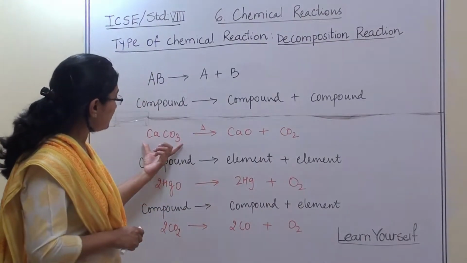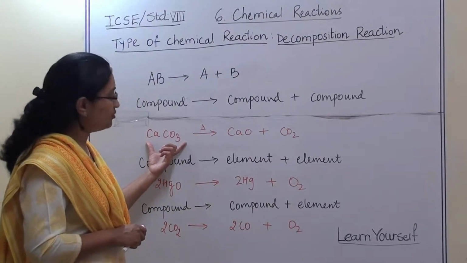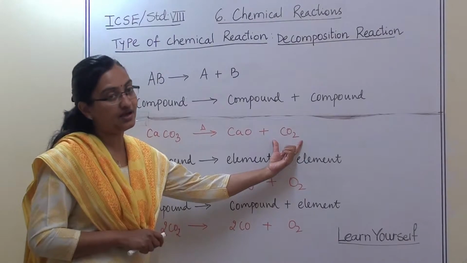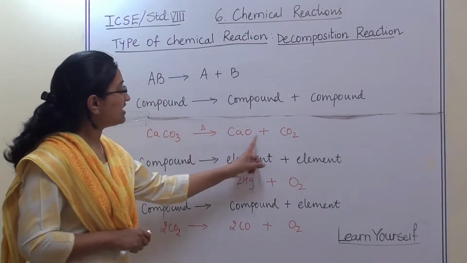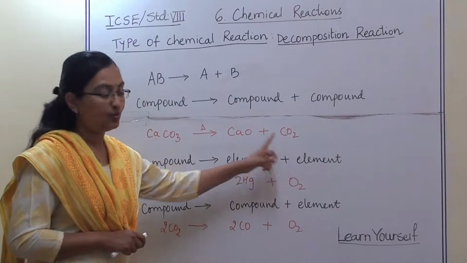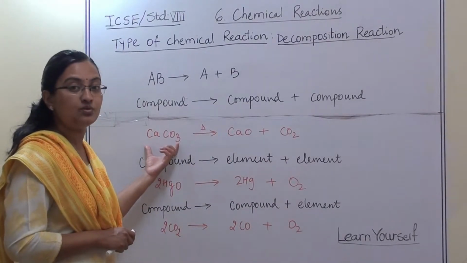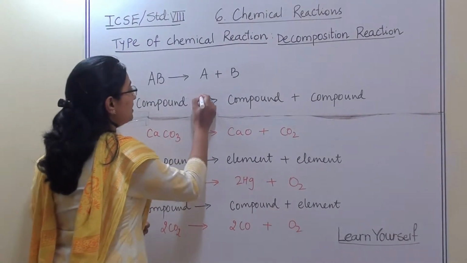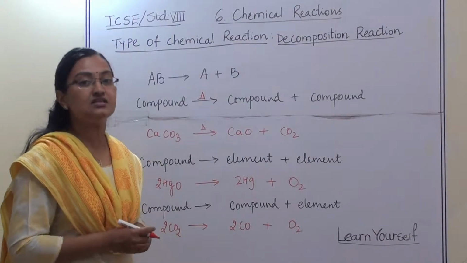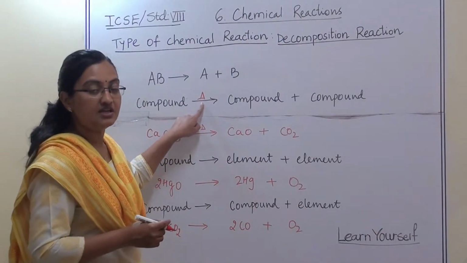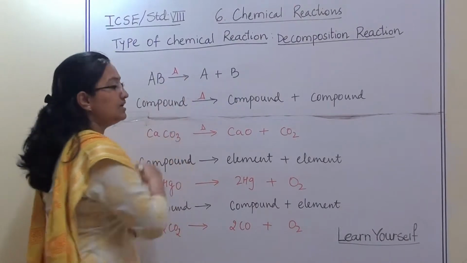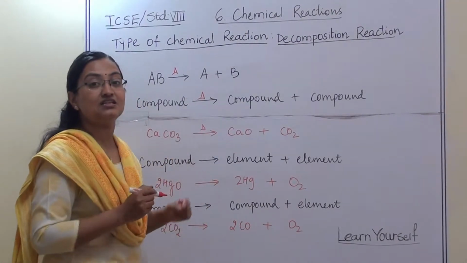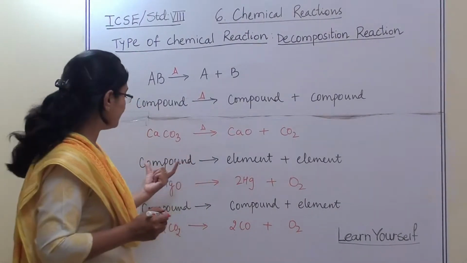Here in the first, I have taken calcium carbonate. When we are heating it, we will get calcium oxide plus carbon dioxide. So in this case, we are getting two new compounds while we are decomposing this, means when we are breaking this with the help of heat. When we put this symbol, that means we are heating it. Decomposition reaction always requires heat. So the triangle symbol on the arrow suggests that we are heating this compound.